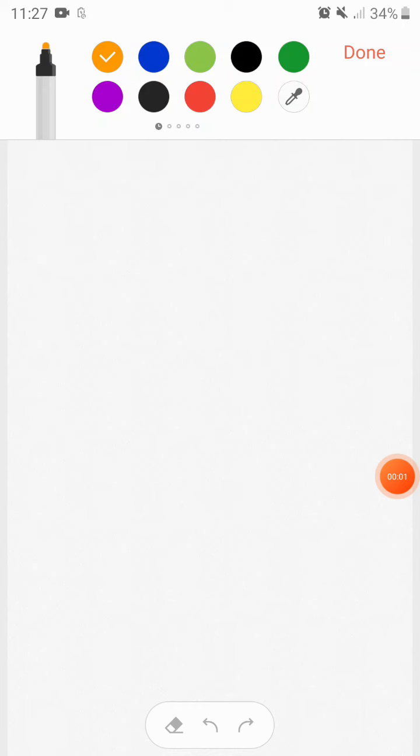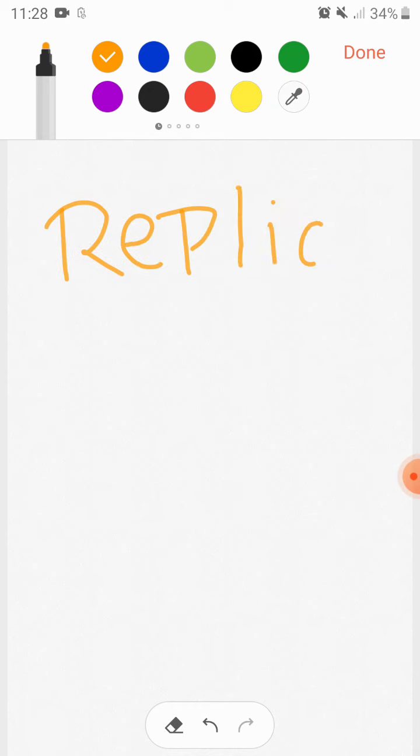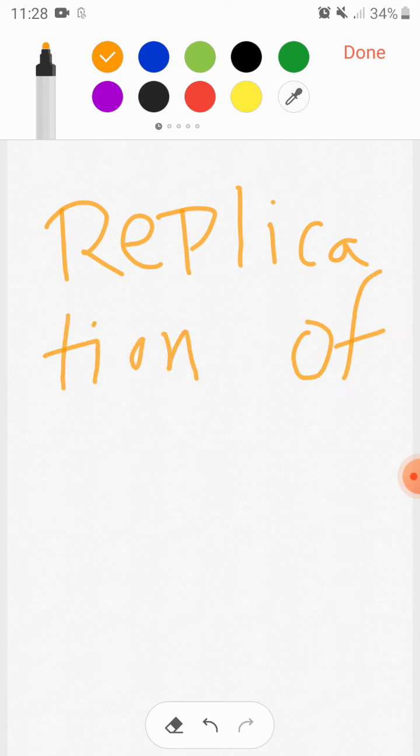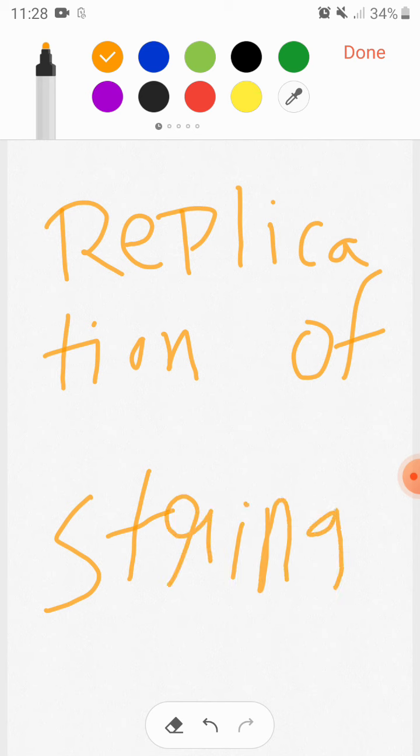Hello friends, in this video I will explain about the replication of stringent plasmids. Okay, and we know that there are two kinds of plasmids.